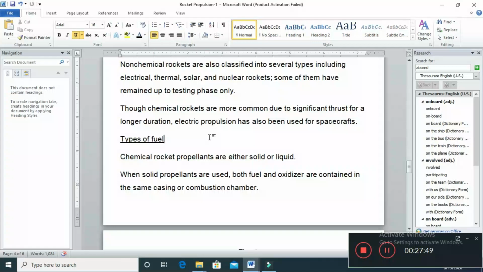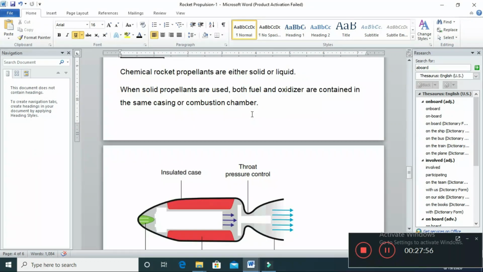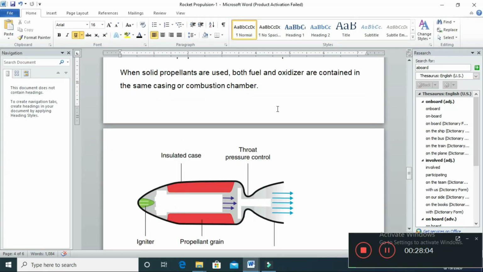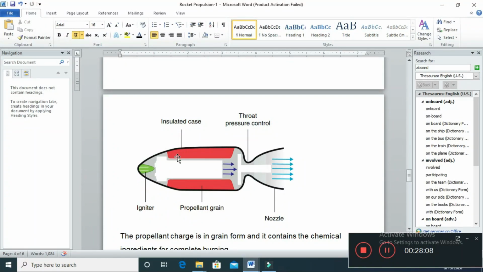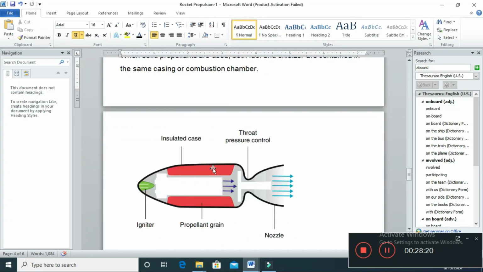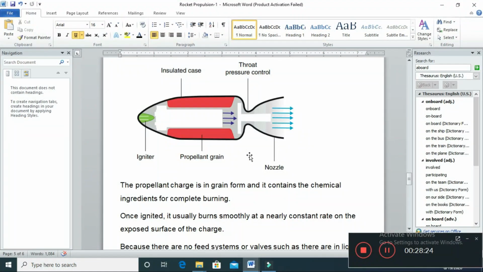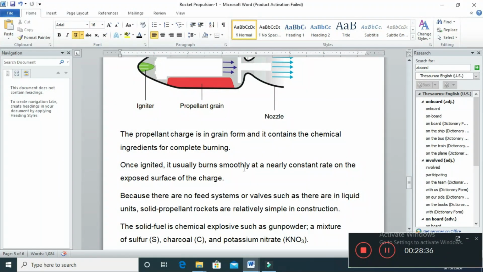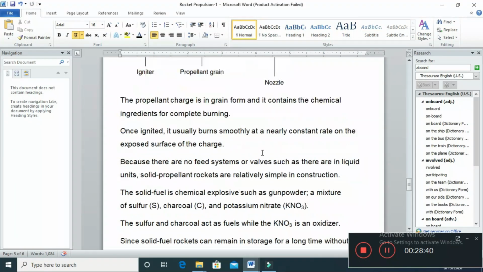The fuel in the chemical rocket system can be solid or it can be liquid. When solid propellants are used, both fuel and oxidizer are contained in the same casing or combustion chamber. So this is the casing or the region. The fuel and oxidizer both are in the same region. The propellant or the solid charge is in grain form. There are particles of the solid fuel, and the particles consist of chemical ingredients which can cause the combustion process. Once the combustion or ignition starts, the burning occurs at a smooth rate.